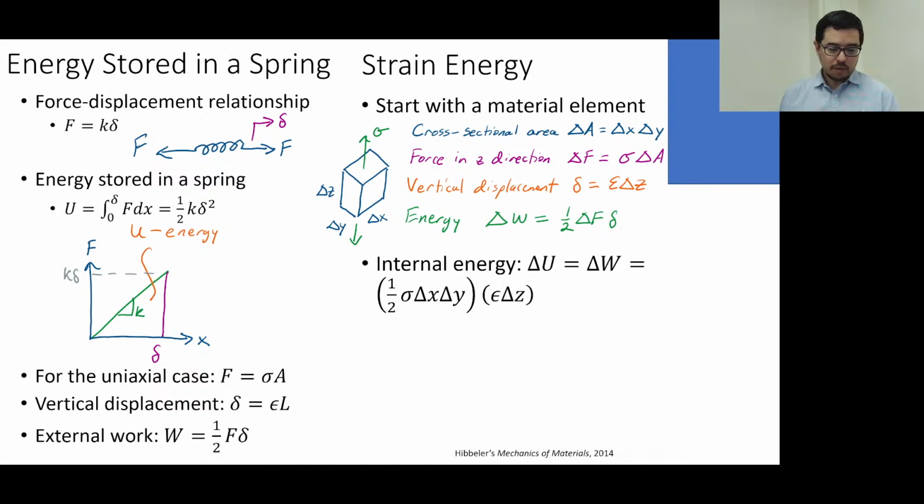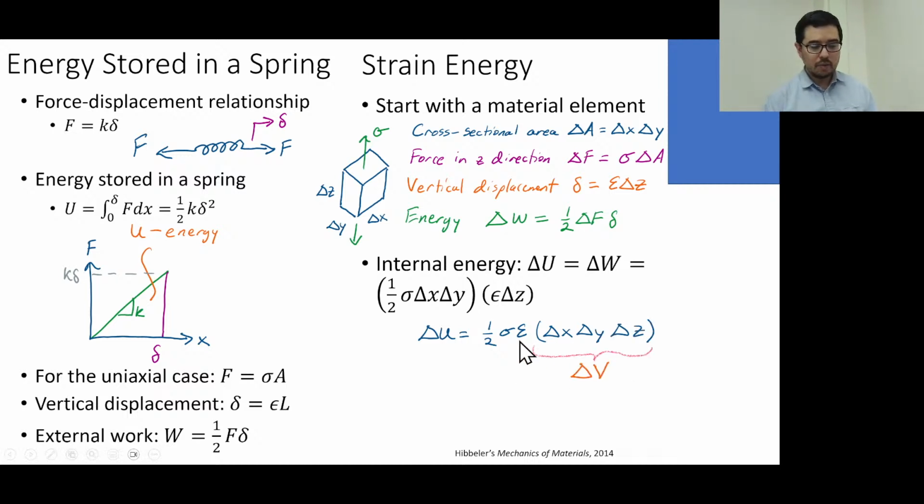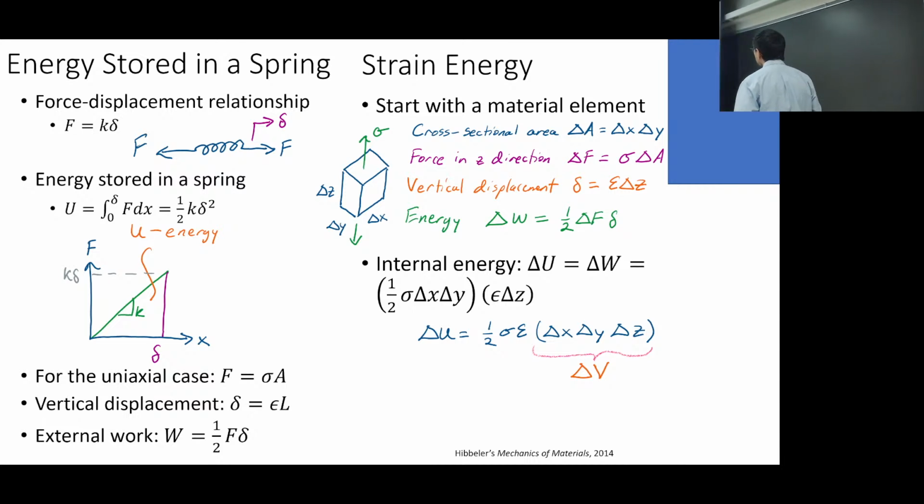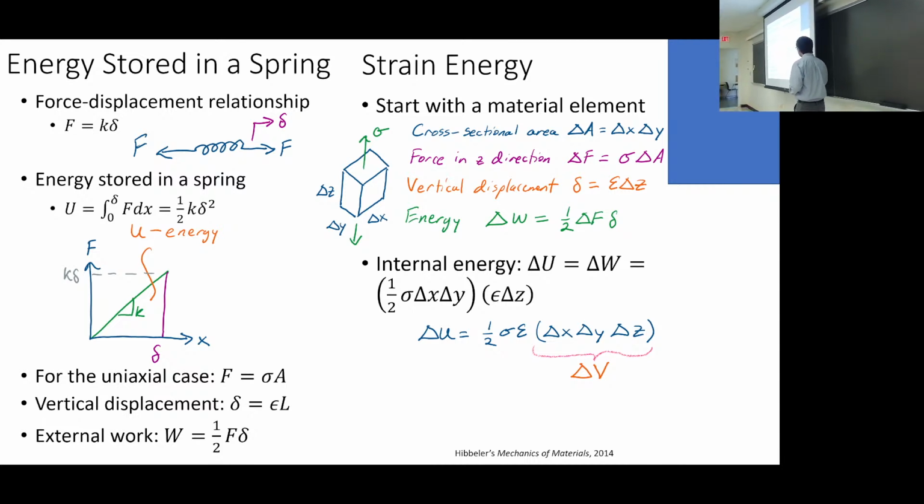Another way to write this out, if it goes forward, is as such. We just rearranged things. We have 1/2 sigma epsilon, and then we have a small volume, delta X times delta Y times delta Z. So this change is energy. The units here, if we think about them, are the same units that we had previously. It's joules, or Newton meters.